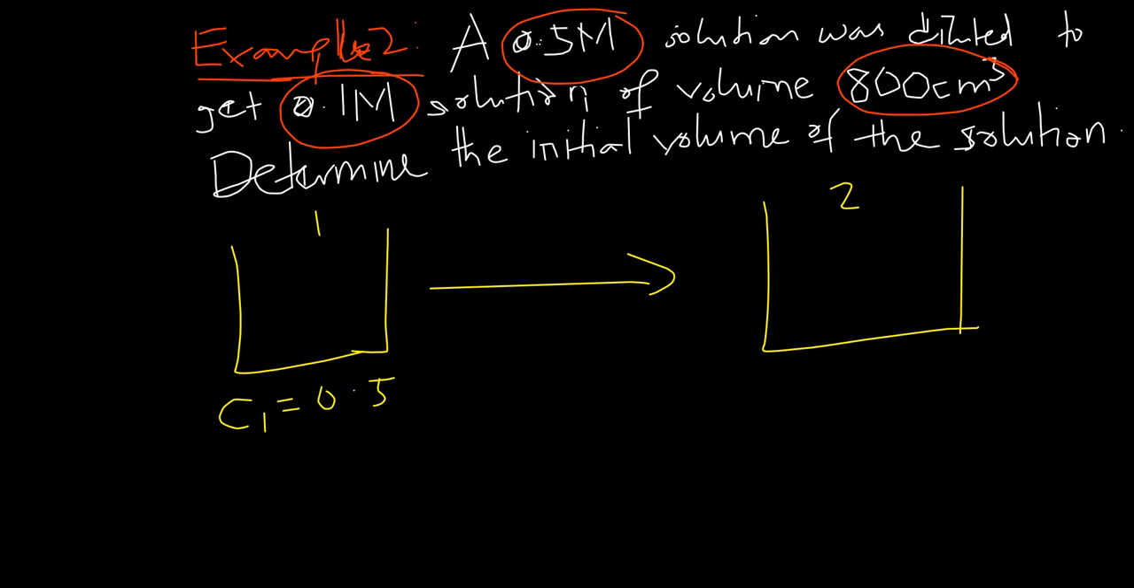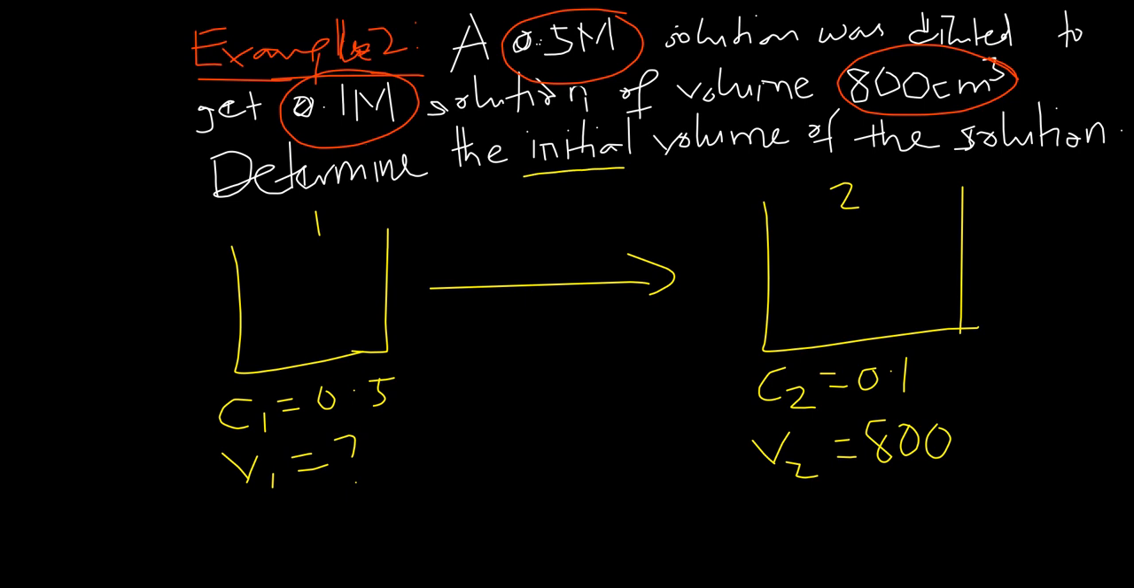But we are not told the volume of this solution. So we do not know the volume. Volume 1, we don't know. We are going to find that out. Now, it was diluted to get a second solution with concentration of 0.1 molar. And whose volume V2 is 800 cm cube. And we are asked to determine the initial volume, that is the V1.